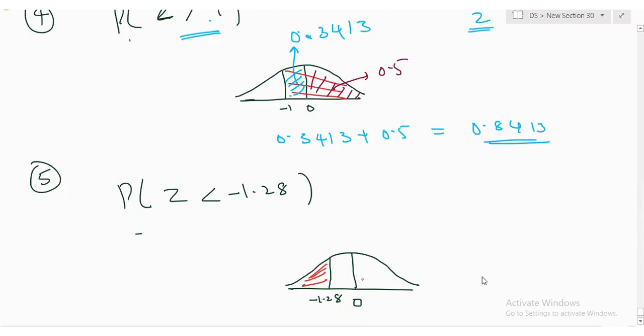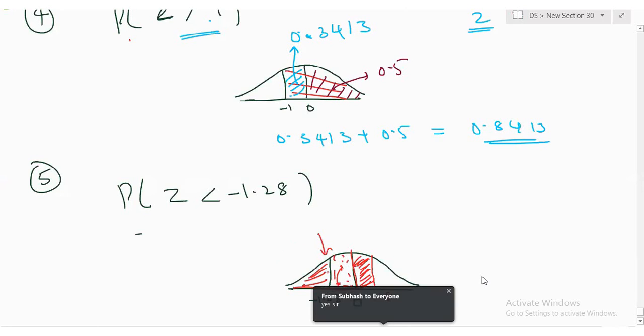Let us go and find out. 0 to 1.28 I am finding out. And this total area is how much? This side, this total area is 0.5. The 1.28 area is equivalent to this area. Yes or no? If I subtract that from 0.5, because I learned from theory, this side area is 0.5, that side area is also 0.5. All are with me? Symmetric about the mean. Your mean is nothing but the 0.